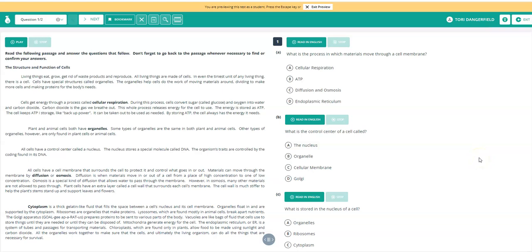Read the following passage and answer the questions that follow. Don't forget to go back to the passage whenever necessary to find or confirm your answers.